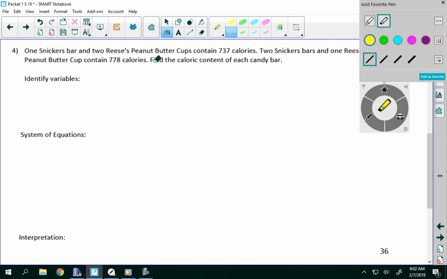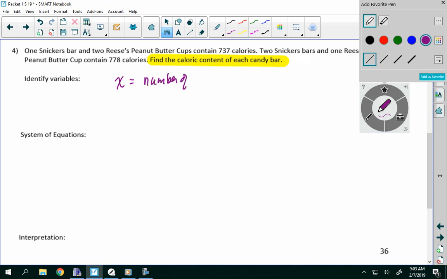first line of thought right here, where we have the statement, find the caloric content of each candy bar, because that's what I'm being asked to find. So that gives me a clue as to how I define my unknown quantities in this problem. So I'm going to let X, you could let it be any letter you want, I'm going to let X be the number of calories in a Snickers bar, 1 Snickers bar.